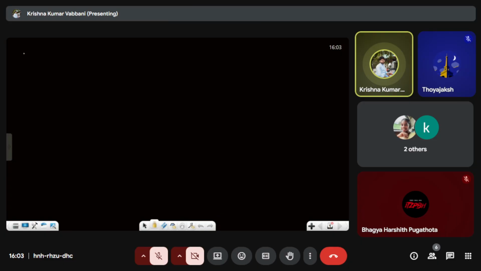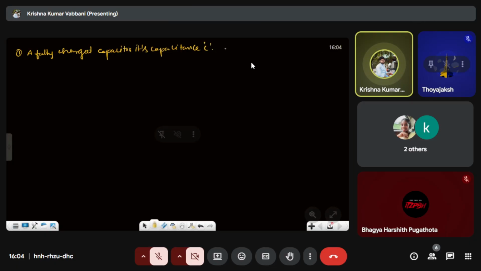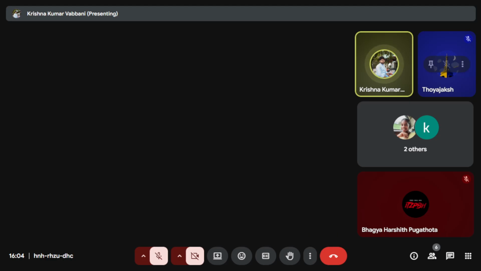So the question is asked by one of your friends, and this is the question: a fully charged capacitor, having its capacitance as C. So this is the capital C. Don't confuse it with C prime. And it is discharged through a coil, and that coil has specific heat capacity given by S.